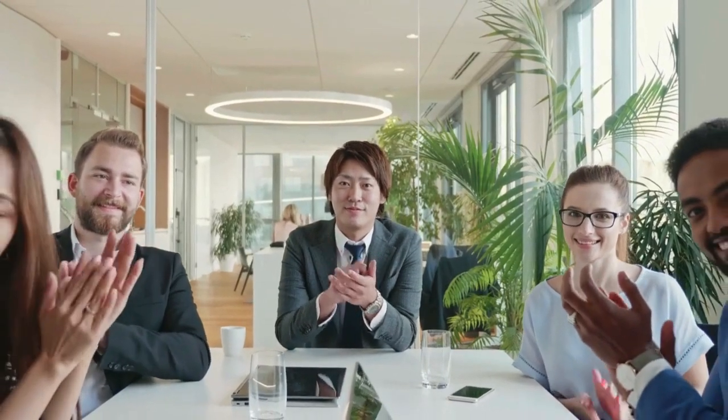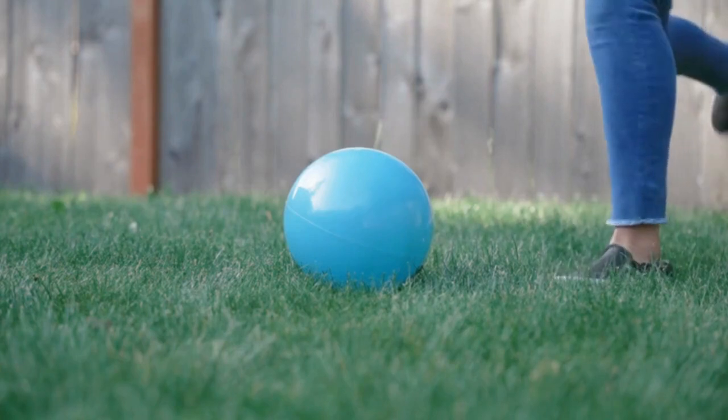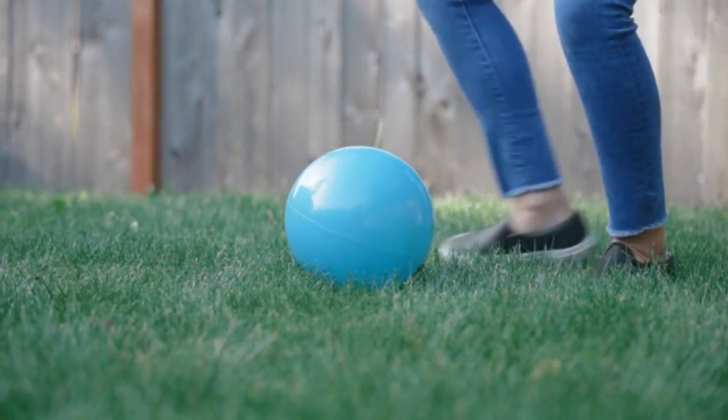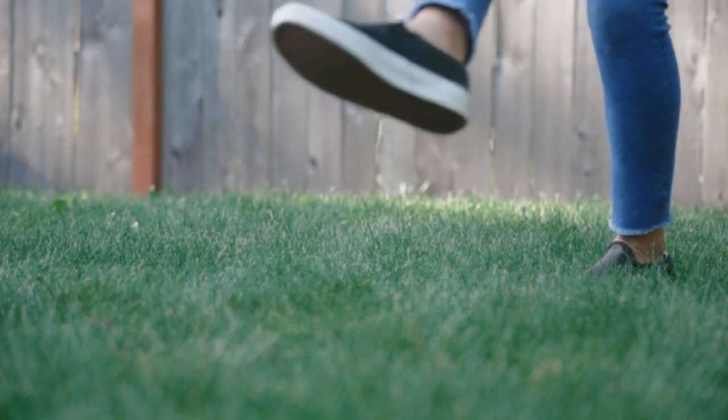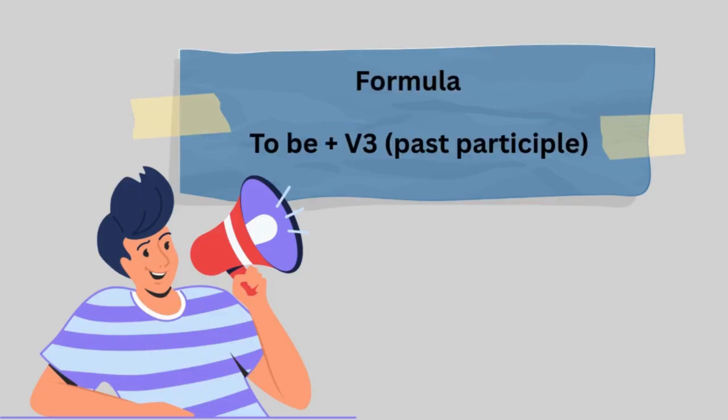Okay, we are done. What do you think? Is passive voice still scary for you or no? Alright, remember, the focus of passive voice is on the object that receives the action. The formula is always to be plus past participle, or verb 3. And it's perfect when the doer isn't important or is unknown.